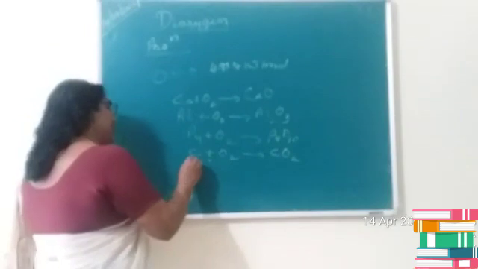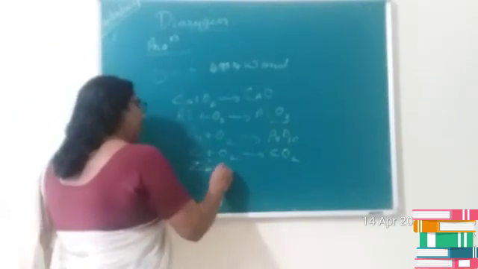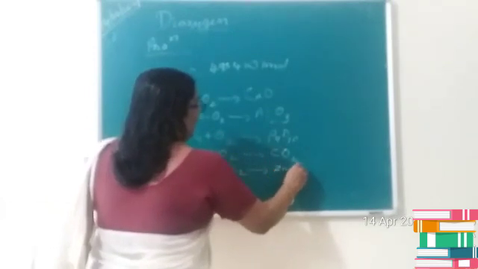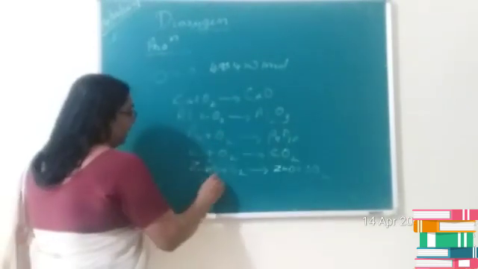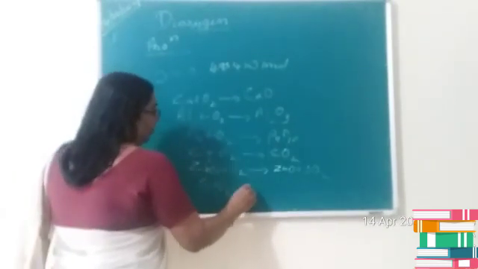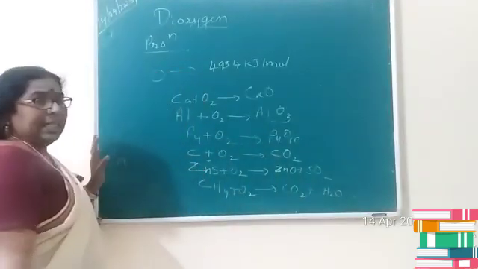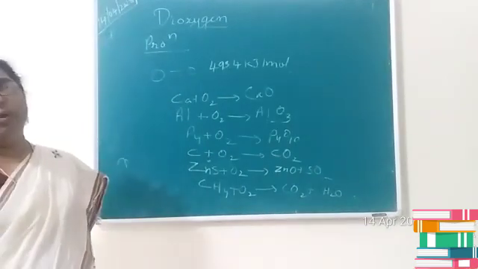Then let us consider some compounds. Zinc sulfide combines with oxygen and produces zinc oxide plus sulfur dioxide. Or methane combines with oxygen and you get carbon dioxide and water. Is it clear, children? These are some of the chemical properties of oxygen.